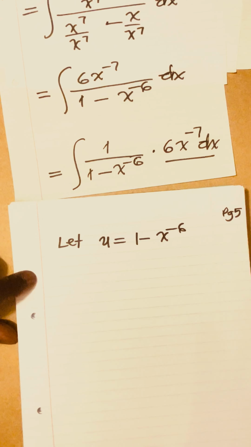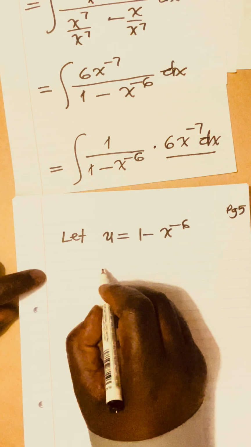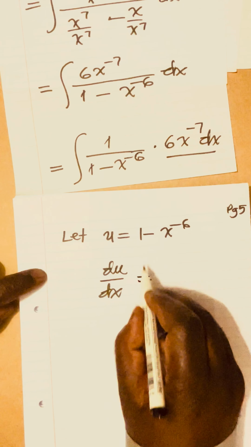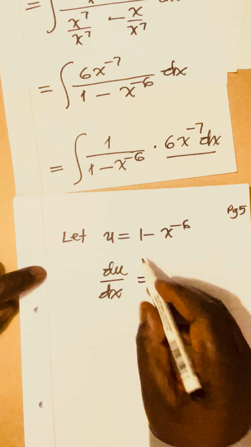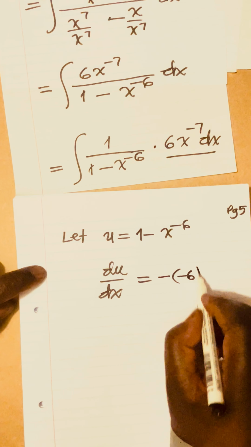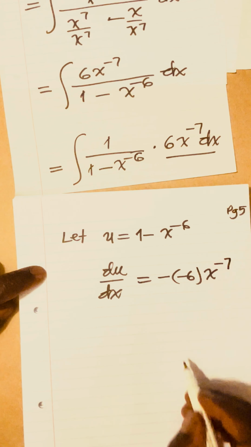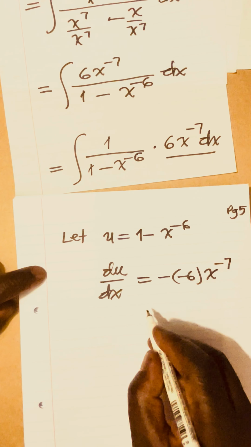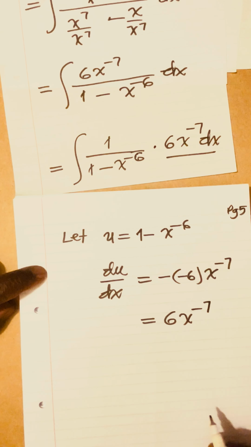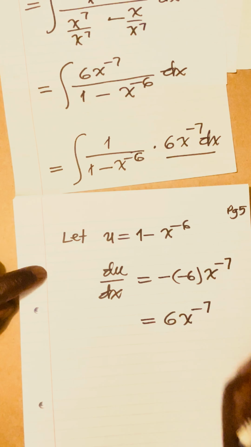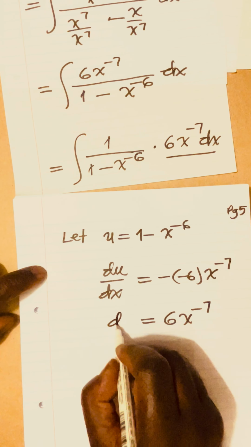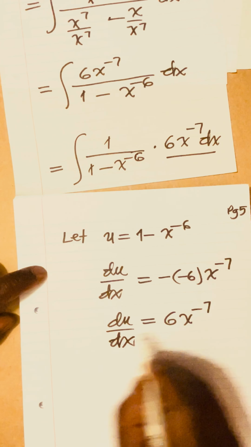Now notice that if we differentiate both sides with respect to x, we're going to get du dx. On the right hand side, the derivative of 1 is 0, it's a constant. And then what do we have there? We have minus times minus 6 x to the power minus 7. Remember the power rule? This gives us 6x to the power minus 7. Remember, you multiply and then reduce the power by 1. Power rule. So what do we have on the left? We have du dx equal to this.